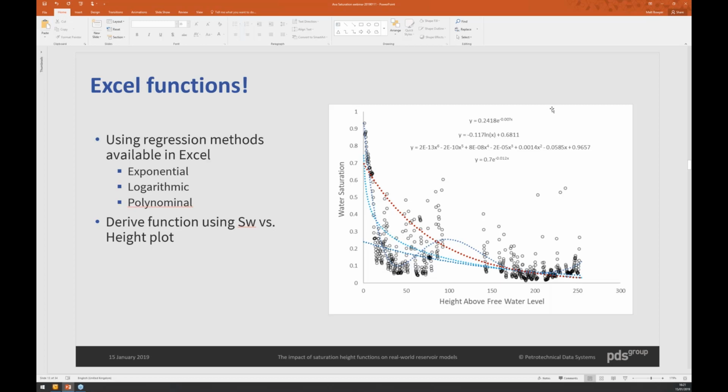So I figured, well, I've done a bit of work in Excel. What I can see is that you've got different regression methods available. So just by plotting the water saturation against height above free water level, or bulk volume of water against height above free water level, you can begin to start sticking different regressions through the data sets.